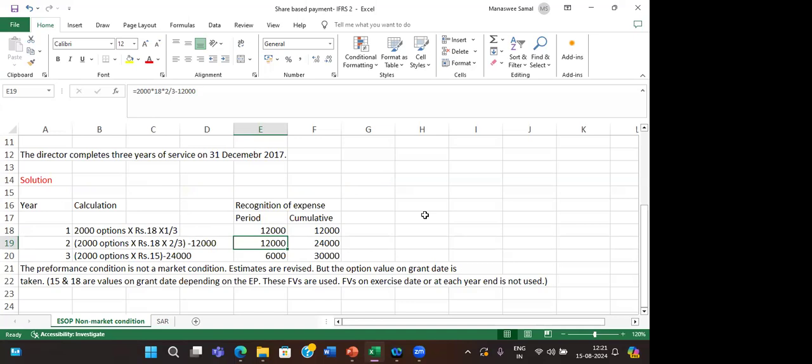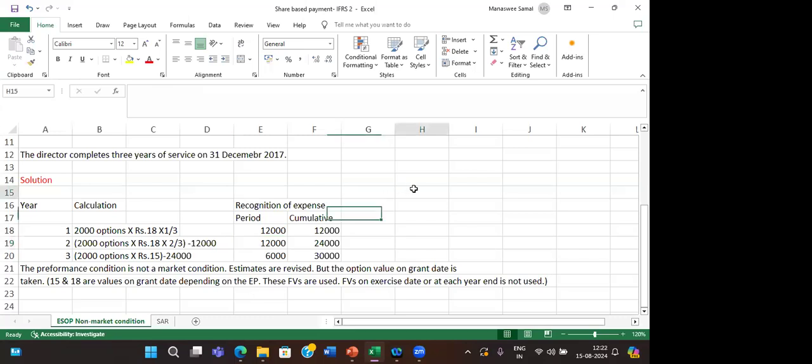Then go ahead with the other entries. Obviously the directors will pay some cash upon exercise, then the share issue will happen. So as usual, cash will debit, then stock options you will debit, then equity share capital will credit, and if anything is there, you put in securities premium. So I think this clarification of 15 versus 18 is here. Please go through this. I have already explained that.